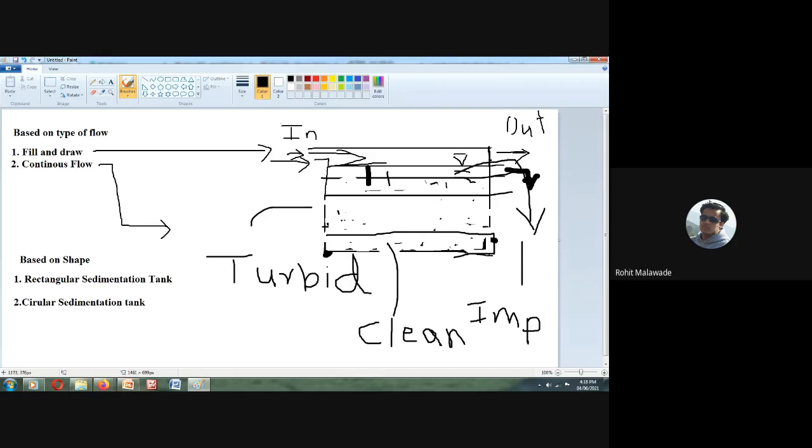We call these settled particles sludge. You need to remember this particular point. We call the settled particles sludge, or sediment. Then we require around 6 to 12 hours to remove it.